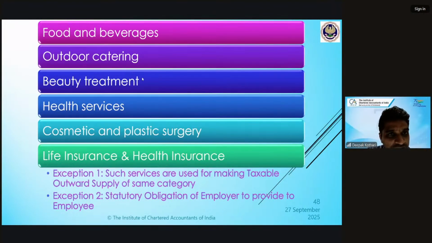Beauty treatment have 18% GST? Yes, it has 18% GST.